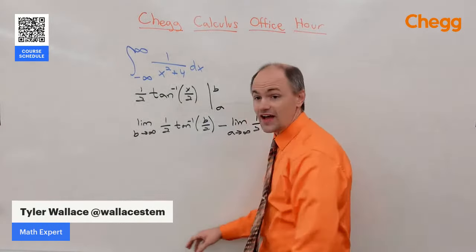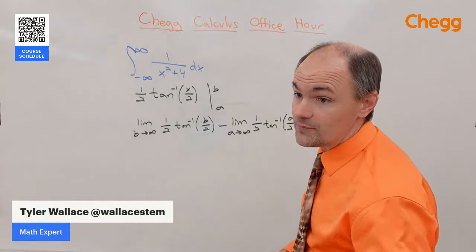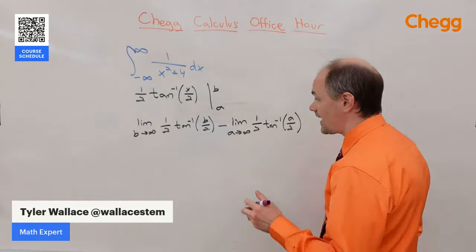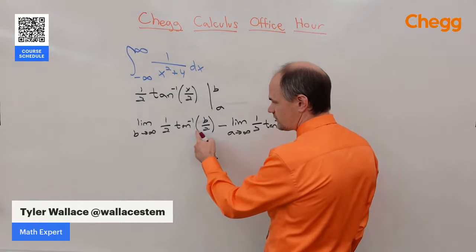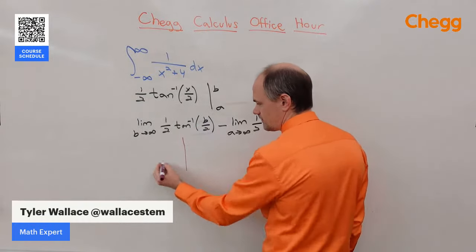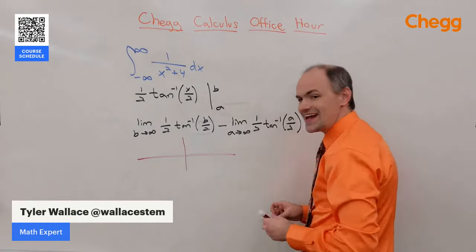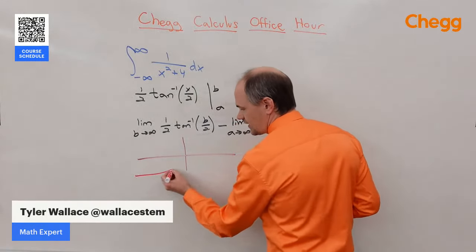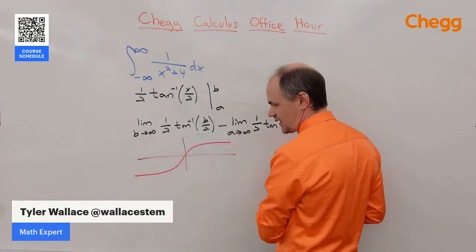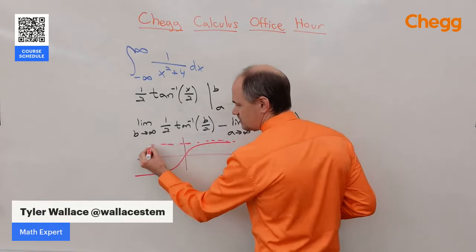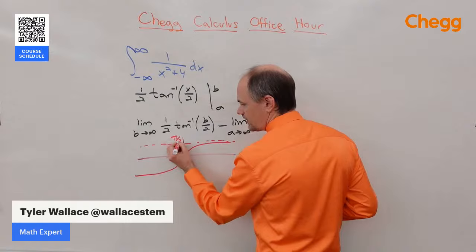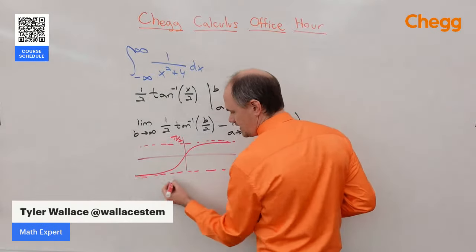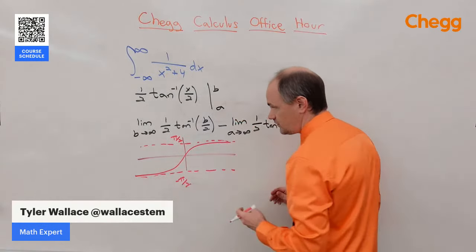And these each we can evaluate one by one. So let's take a look at this first one. Actually, let's draw a graph here. What's nice about tangent inverse is it has very clear asymptotes. It starts out kind of flat, comes up, and flattens back out. These asymptotes are at pi over 2 and negative pi over 2.